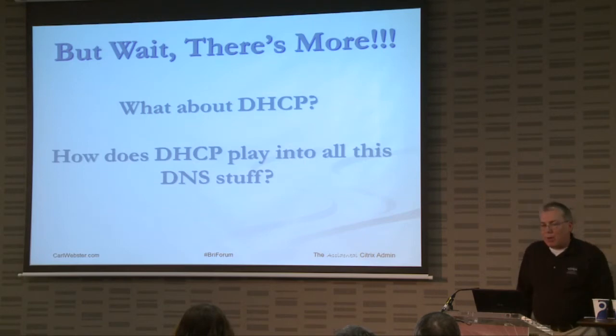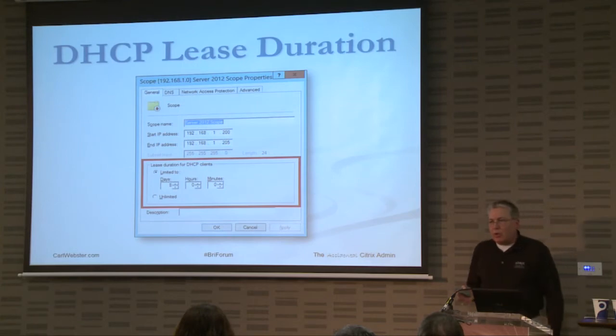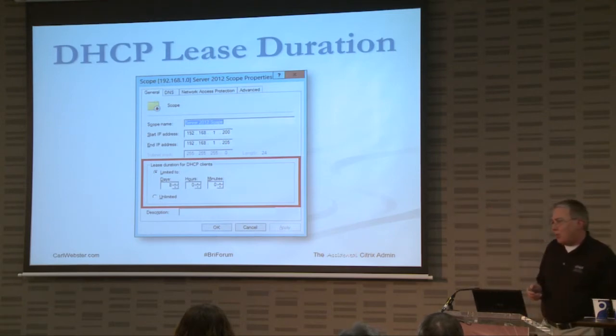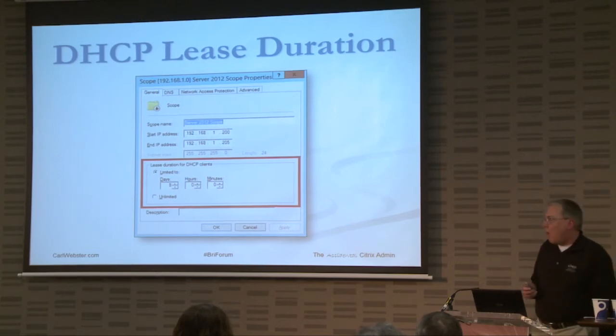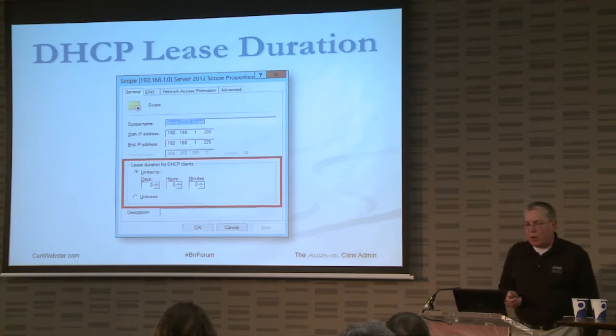So how does DHCP play into all this DNS stuff? Well, we have the DHCP lease duration, which by default is 8 days. When is the first DHCP lease renewal period? 50% or 4 days. When's the second? At 87.5%. What's 87.5% of 8 days? 7 days. So that's why you have 7 days for everything, because Microsoft is playing it safe. That's why all this is turned off by default. It wants to make sure that everything has a chance to get refreshed, if at all possible.